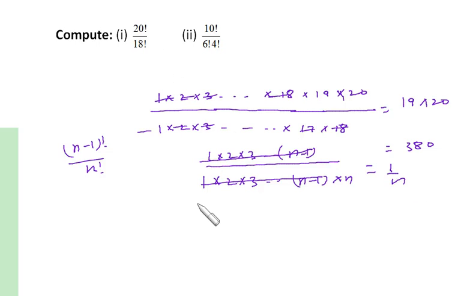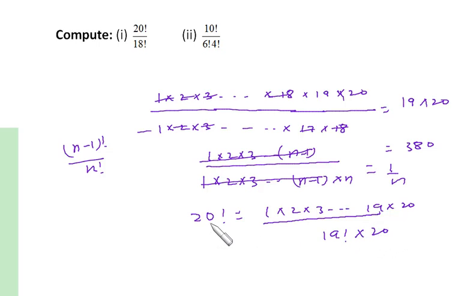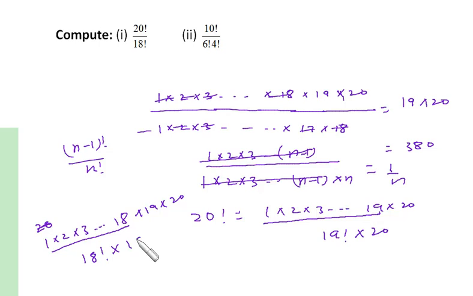So similarly, 20 factorial is the product till 20. Now this is what? 1 into 2 into 3 till 19. So it will be 19 factorial into 20, right? So 20 factorial can be written as 19 factorial into 20. Similarly, 20 factorial is 1 into 2 into 3 till 18 into 19 into 20. Now this product can be written as 18 factorial, and this is 19 into 20. So we can present the factorial in various manners.